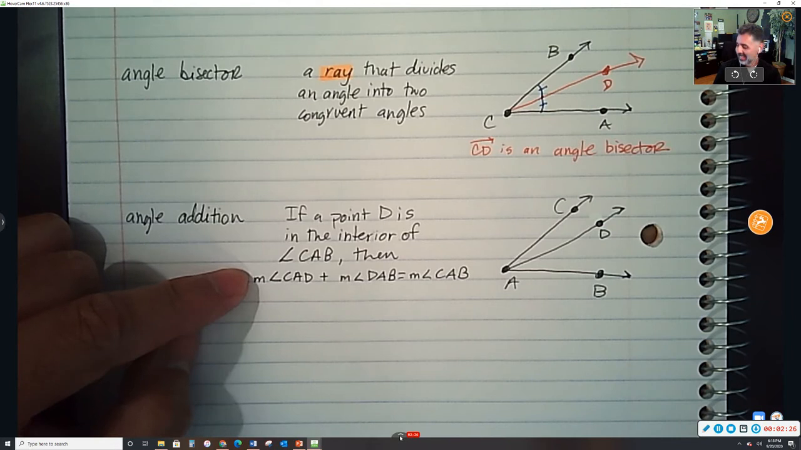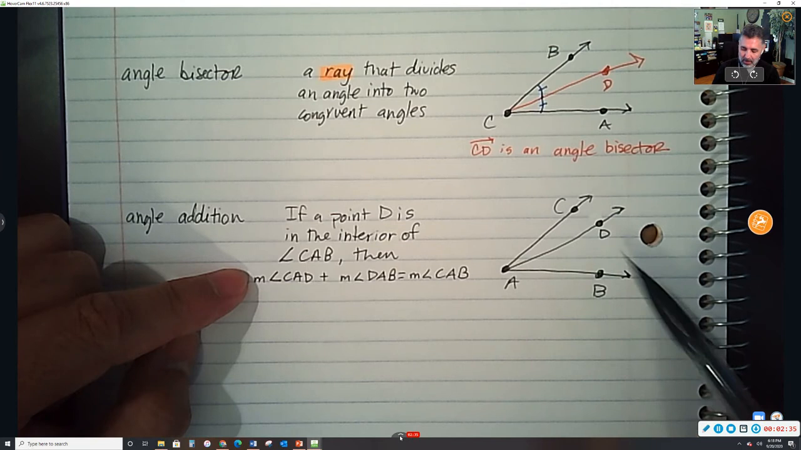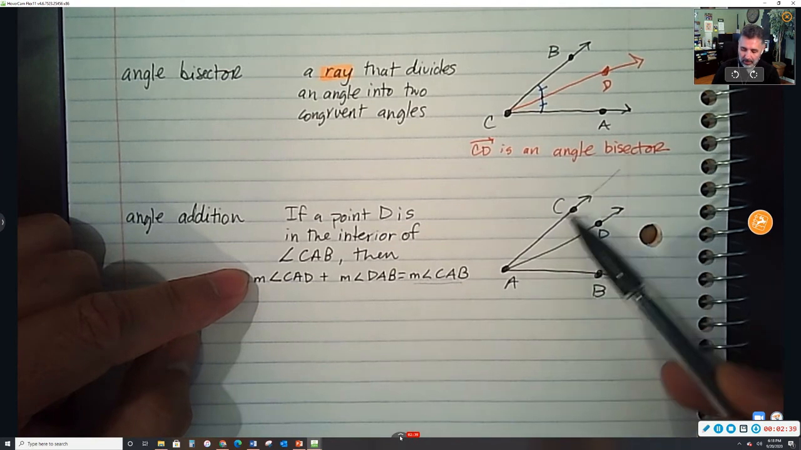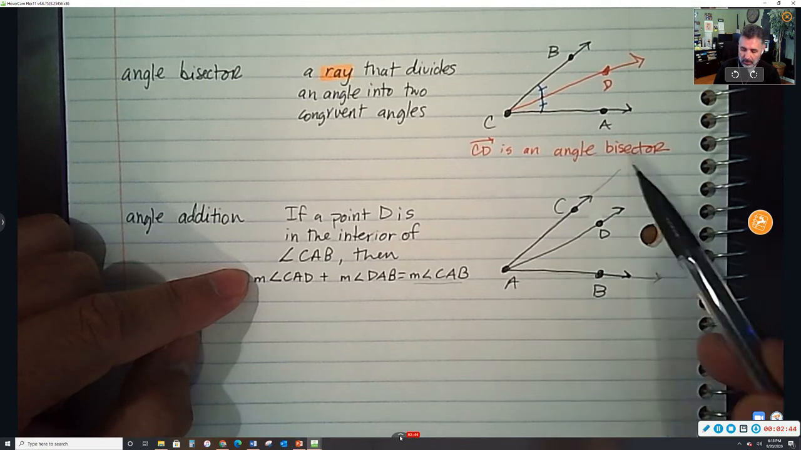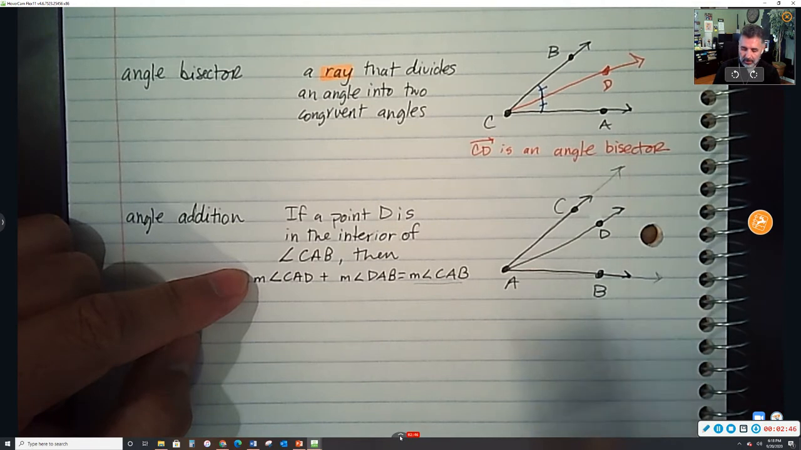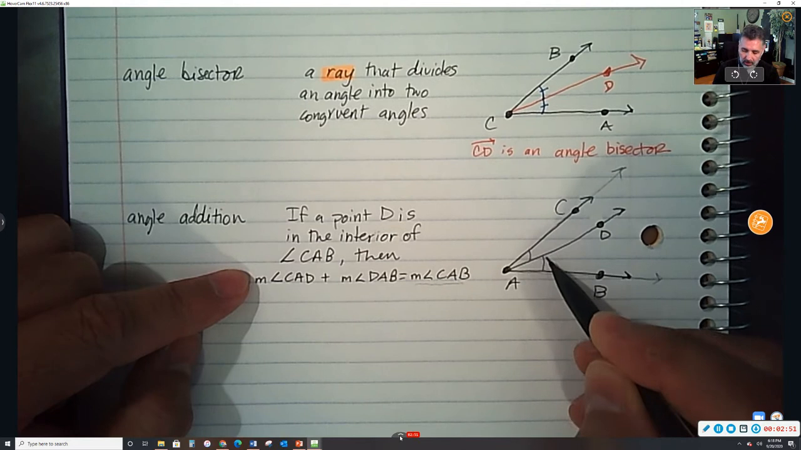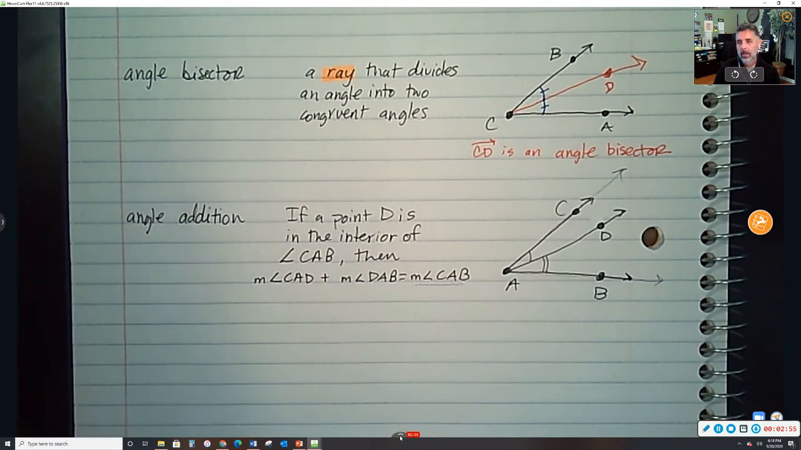And I know that sounds like a lot of rubbish. But all they're saying is, imagine this big outside angle, right? Which is CAB. This is the big outside angle, CA and then B. All they're saying is that big angle will equal these two inside ones. Okay? And I put different marks on them because they may be different angle measures.